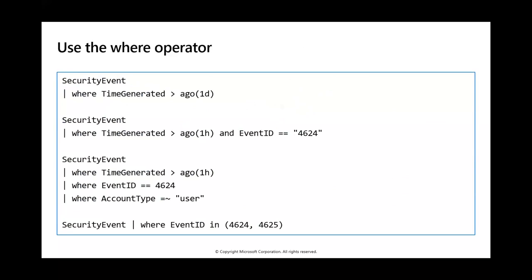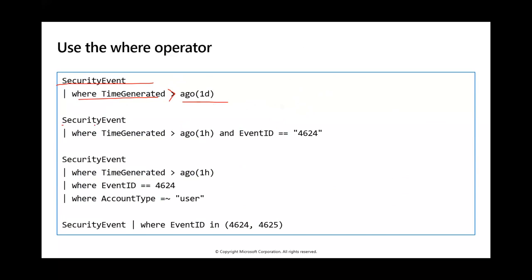Using the where operator, the where operator filters a table to the subset of rows that satisfy a predicate. In this case, we are using multiple examples. Calling a security event table, one pipe to where the time generated is greater than a day ago. So we can specify a time range here. I'm looking at security events, but no longer than 1 day, no longer than 24 hours ago.